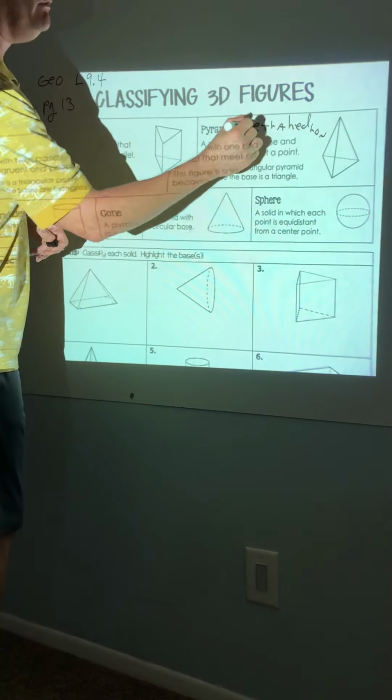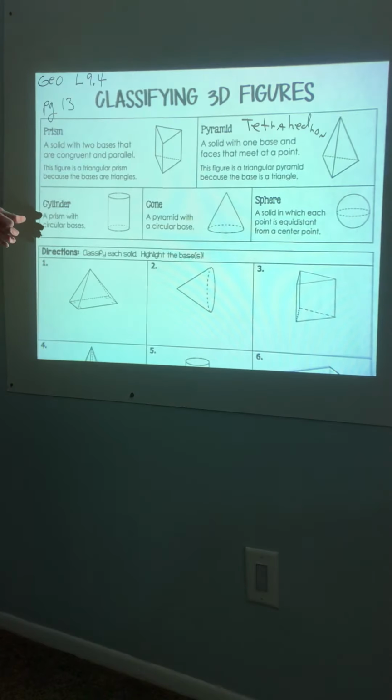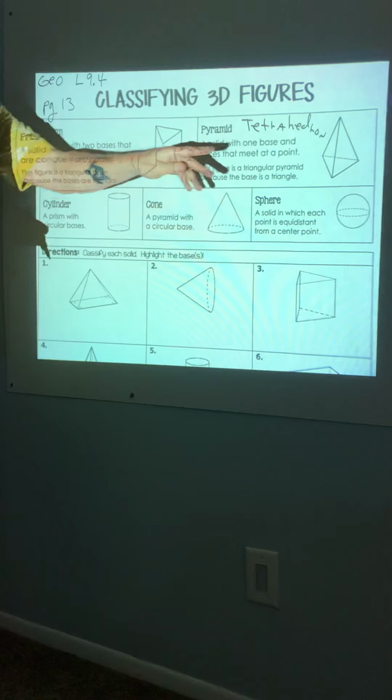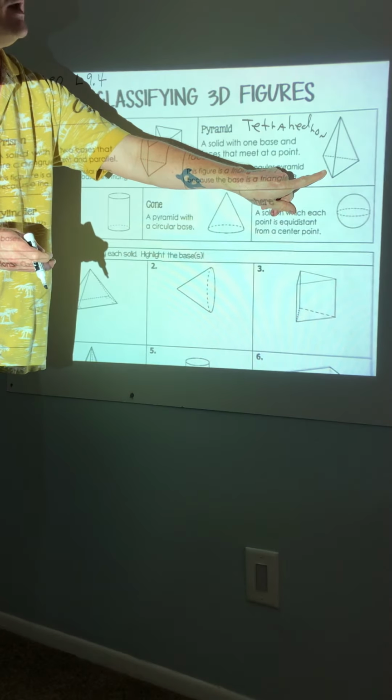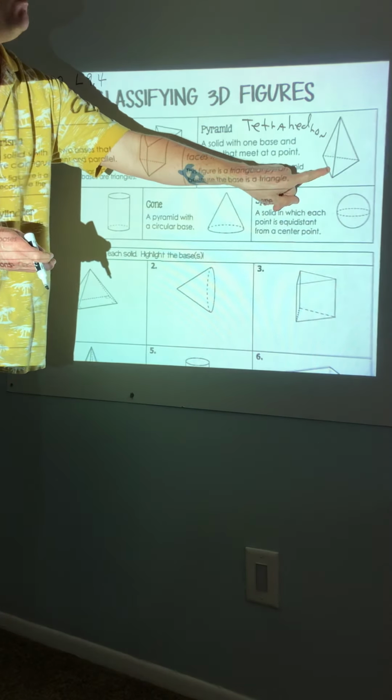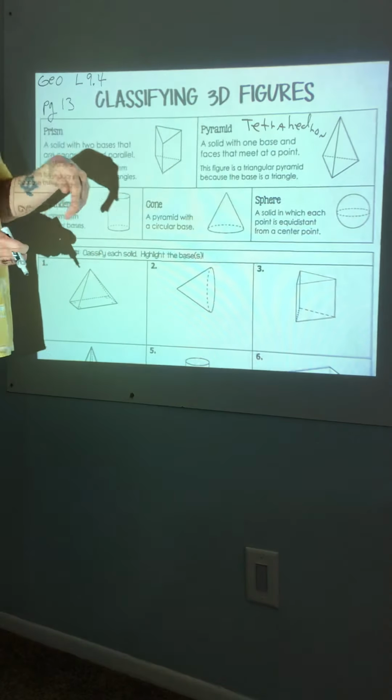And I love how you probably play the game Tetris. I've heard of the game Tetris. You know, Tetris is four. All right, there's four faces when you look at that triangular pyramid. It's sitting on one triangle, and there's three triangles going around it.